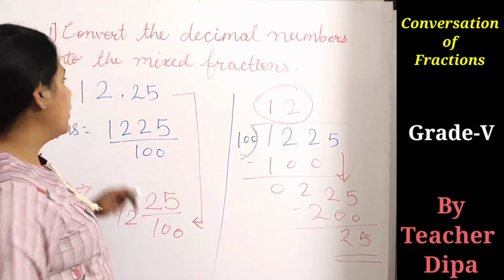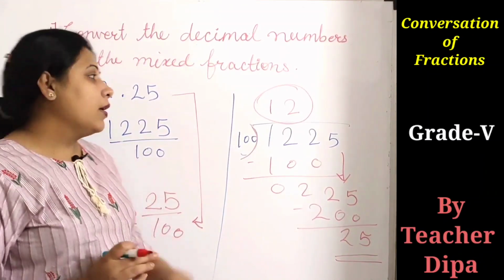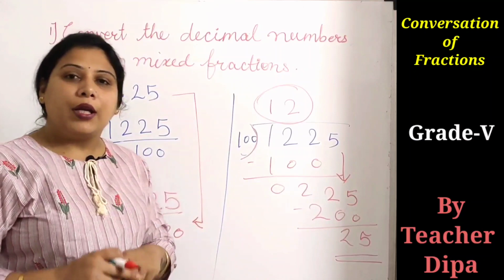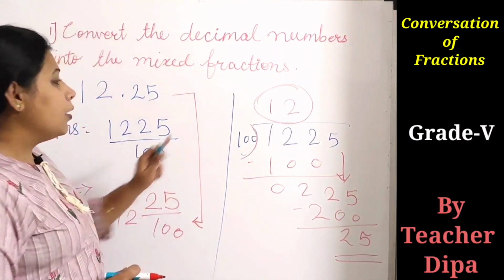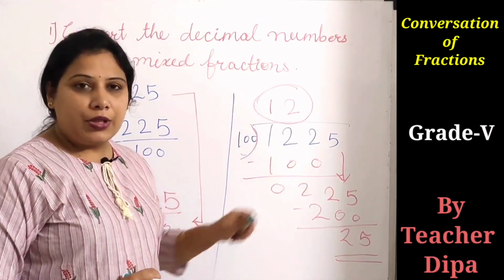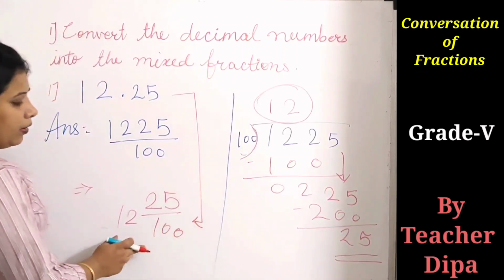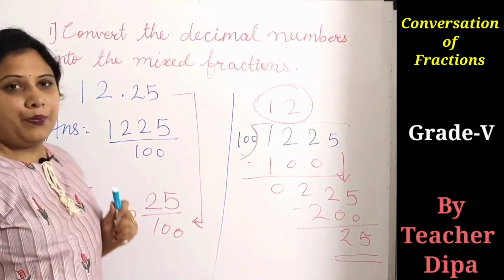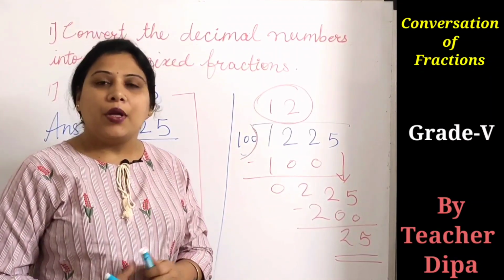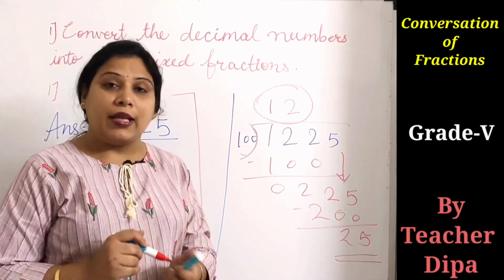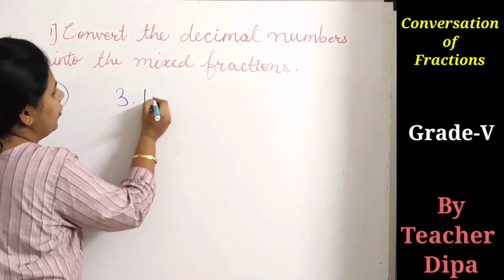You have to remember: you have to remove the decimal point. Then you have to convert the number into the improper fraction. Then you have to divide the number, make the division of the same, and then we are getting the mixed fraction. I hope you are clear with the concept. For better understanding, I am taking one last example.